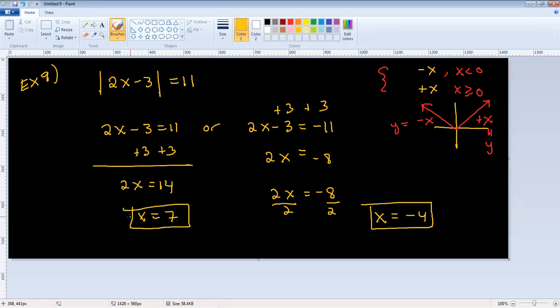Okay, and are both of these correct? Yeah, they should be both correct. You can plug them in and check and try them and see what happens.